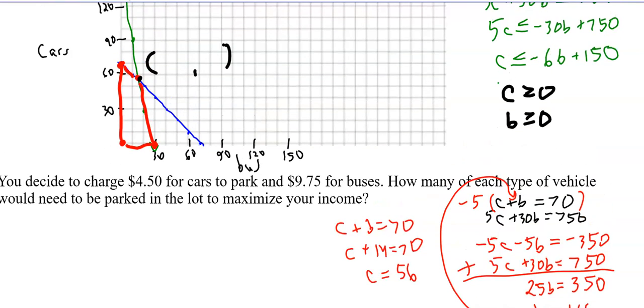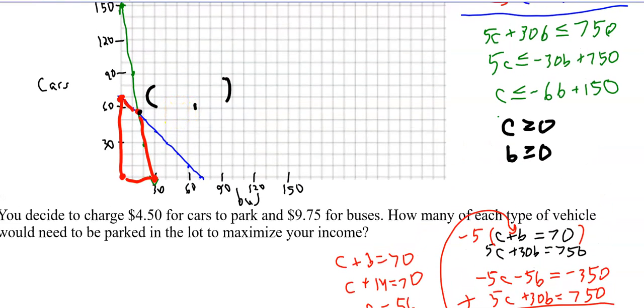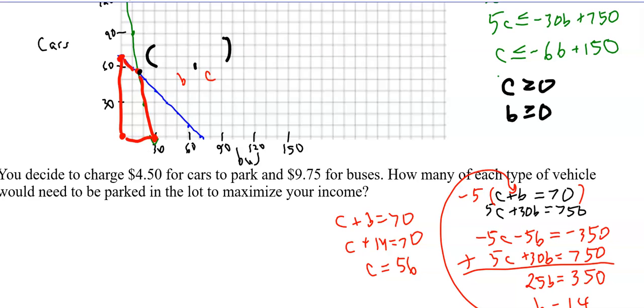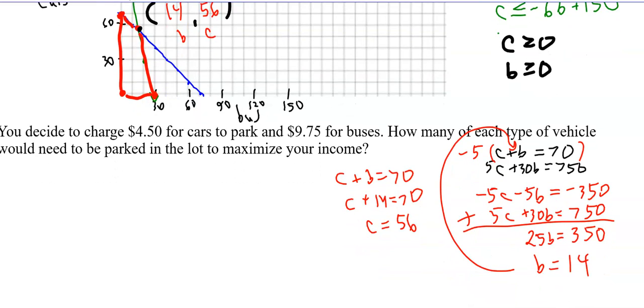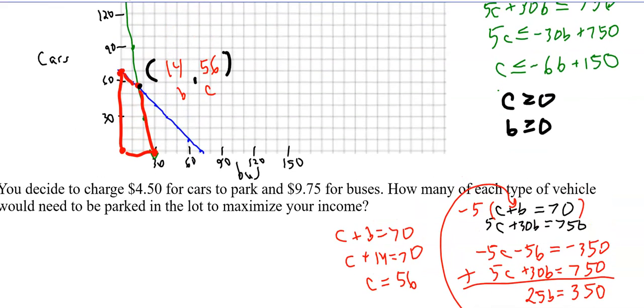So we're going to say this point is B comma C. Our B value for the intersection point was 14, and our C value was 56. Now we've got a nice graph here. The shaded area is the feasible region, and we've got to try and solve this problem.